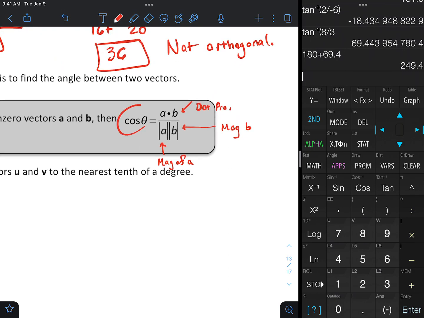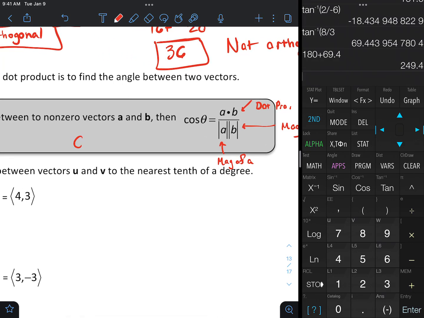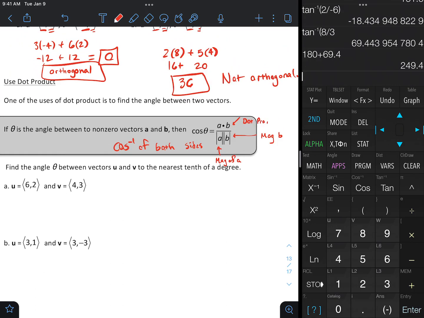Now, you'll also have cosine of theta is equal to that. Most times you're actually trying to find theta, so after that, you're going to do cosine inverse of both sides, which basically means type in cosine inverse, whatever that decimal is, and that'll get you your angle. A lot of times we'll round these as well to the nearest degree. So let's go ahead and try it out here.